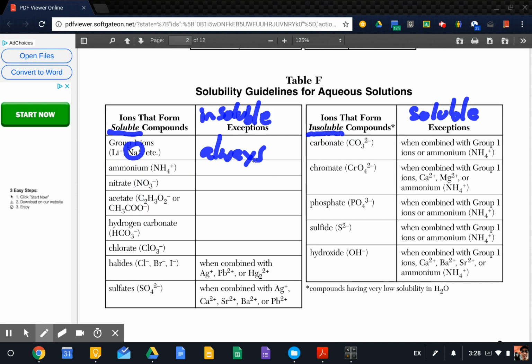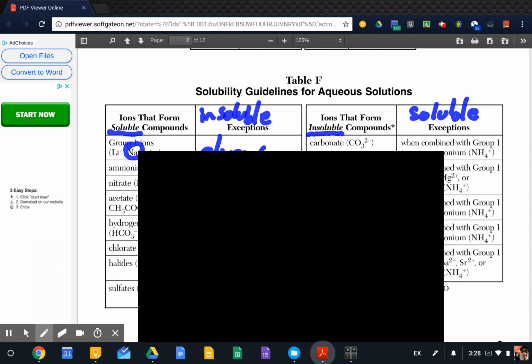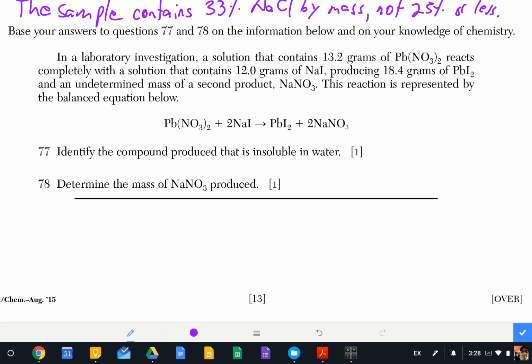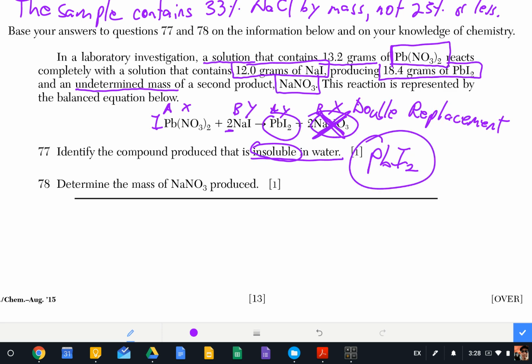So we could check lead with iodide. I don't see lead anywhere, but I do see iodide rather, the negative ion. And iodide is usually soluble, but not with lead, which means lead iodide is insoluble. There we go. That's the insoluble product, PbI2, lead positive 2 iodide. That's the answer. Okay, and now they want us to determine the mass of sodium nitrate produced.